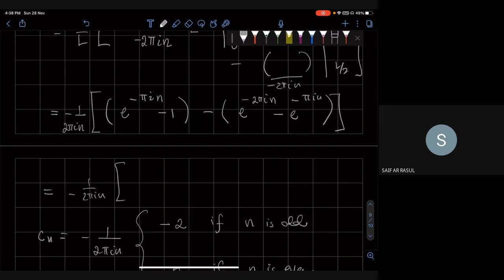And now let n be an odd number. If n is an odd number, then this is minus 1, right? And this is minus 1. And then minus, this is always plus 1, because this is 2n, which is even. And then we have minus 1. Okay?